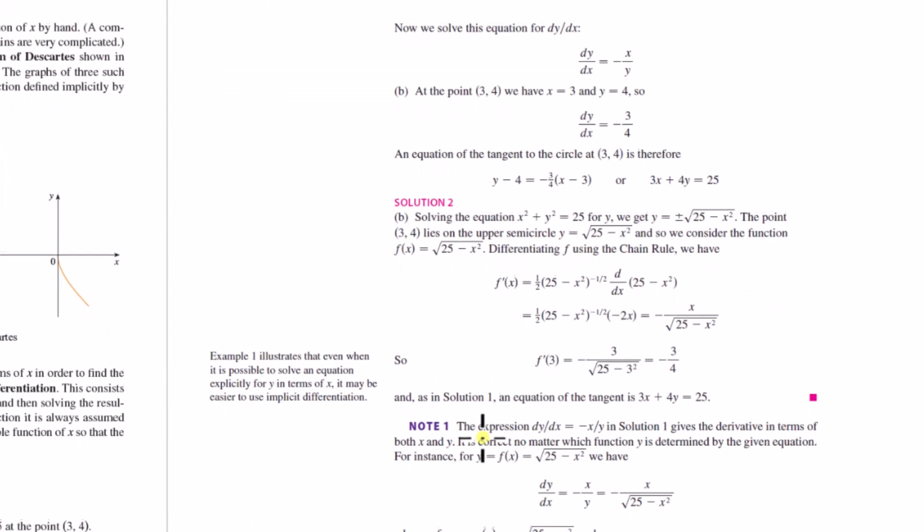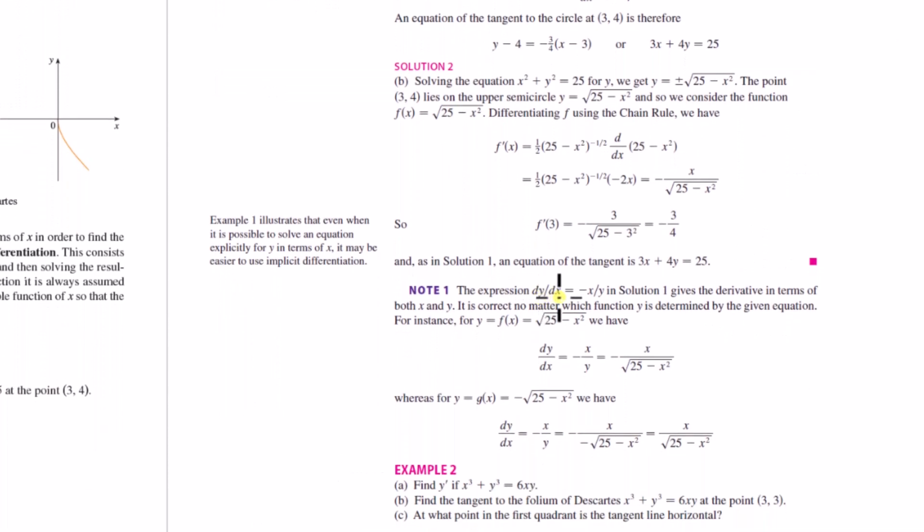And so here it says, okay, the expression dy/dx equals minus x over y gives the derivative in terms of both x and y. It is correct no matter which function y is determined by the given equation. When you solve for y explicitly, it's plus or minus the square root of 25 minus x squared. But here, those two possibilities for y are all built in. So it's a lot cleaner and a lot simpler to do implicit differentiation.